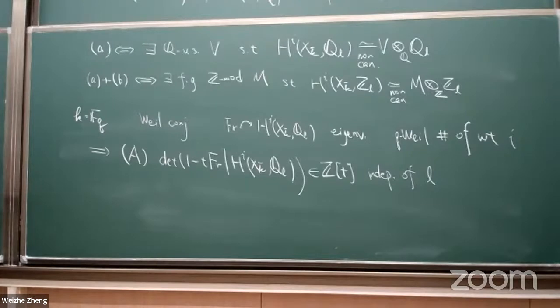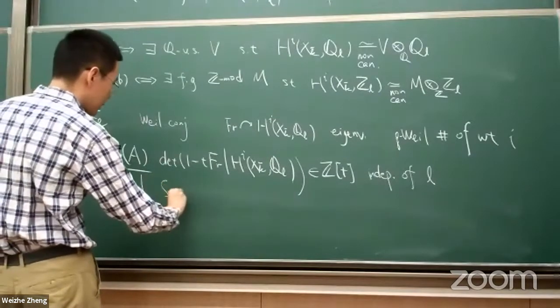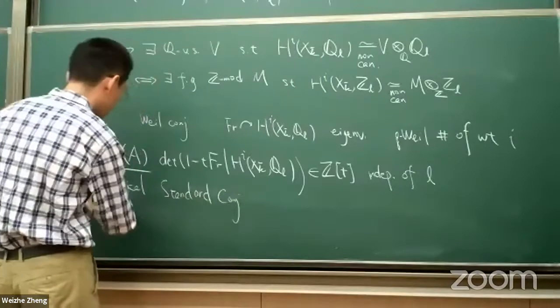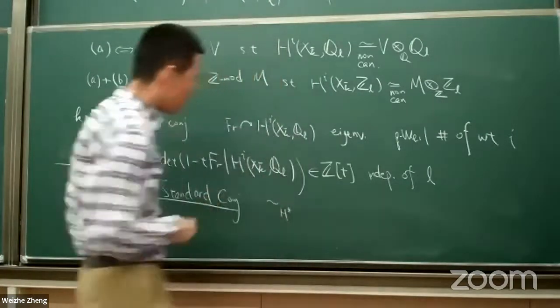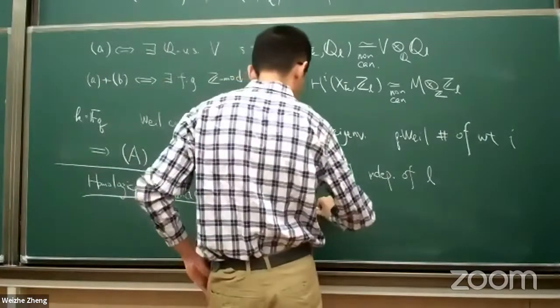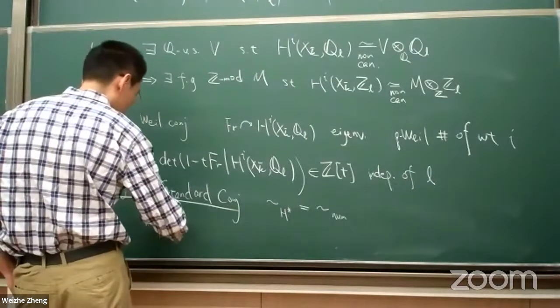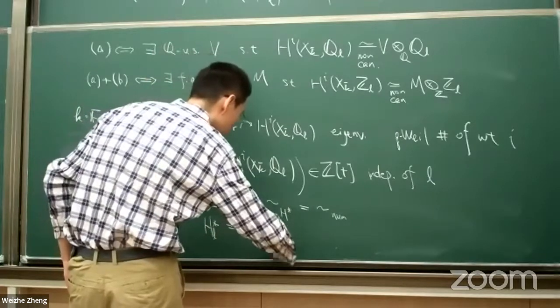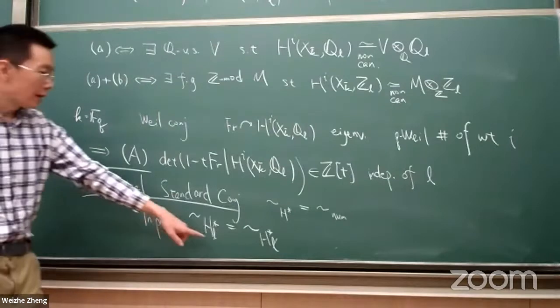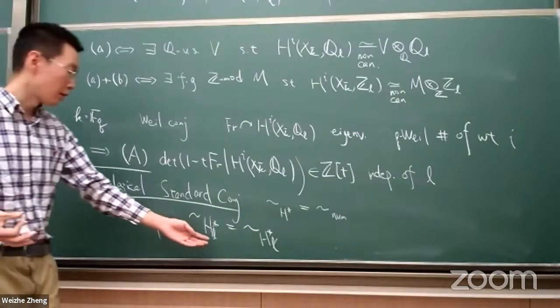So now let me venture into the realm of unknowns. Let me recall the homological standard conjecture of Grothendieck. It asserts that for a Weil cohomology theory, the corresponding homological equivalence is the same as the numerical equivalence. And in particular, this implies that for each l, this l-adic homological equivalence will be the same as the l-prime adic homological equivalence for each pair of l and l-prime. So this l-adic homological equivalence is independent of l.